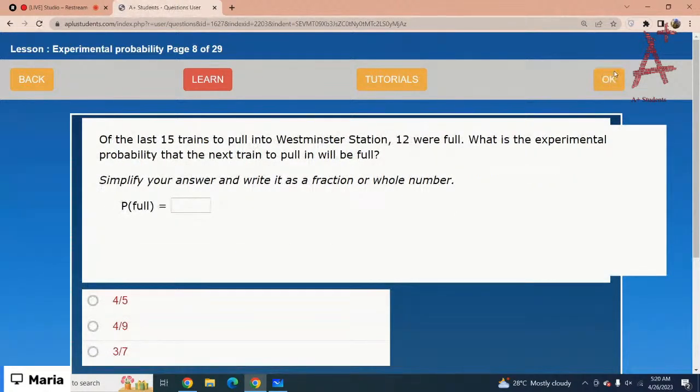Of the last 15 trains to pull into the Westminster station, 12 were full. What is the experimental probability that the next train to pull in will be full? It will be 12 over 15, and in simplified form it is 4 over 5. 3 times 4 is 12 and 3 times 5 is 15, so it would be 4 over 5.